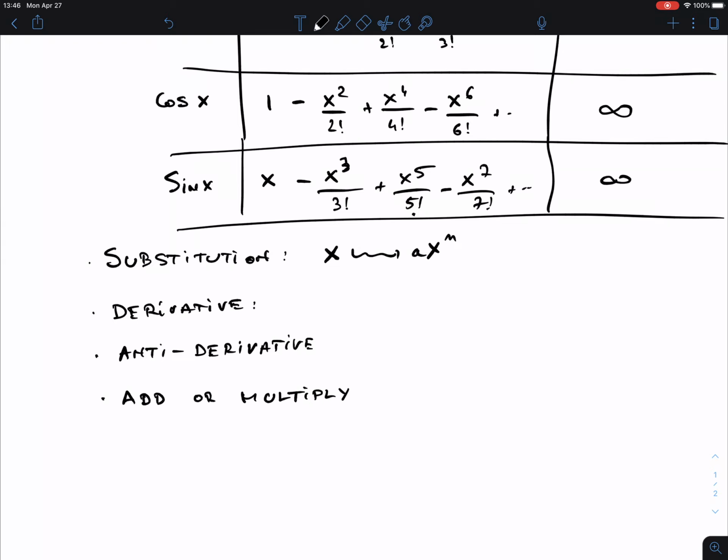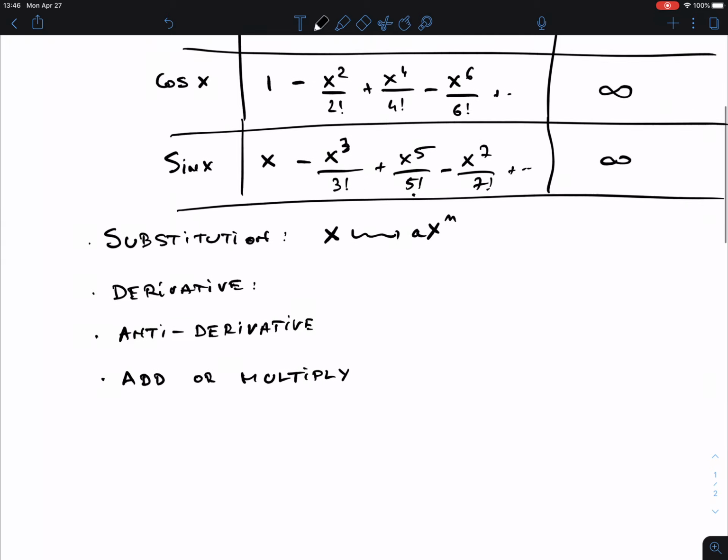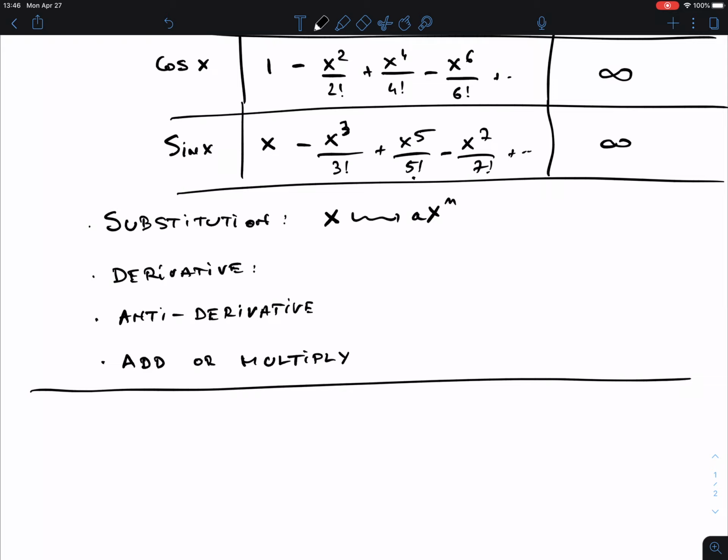Okay, so let's see each of these four at work, and let's start with this one here. I want to do the cosine of x cubed.